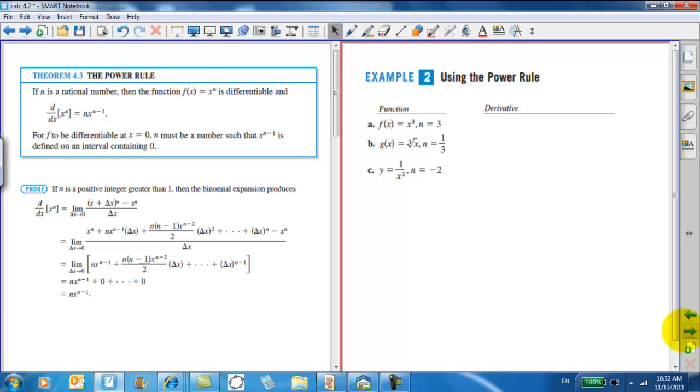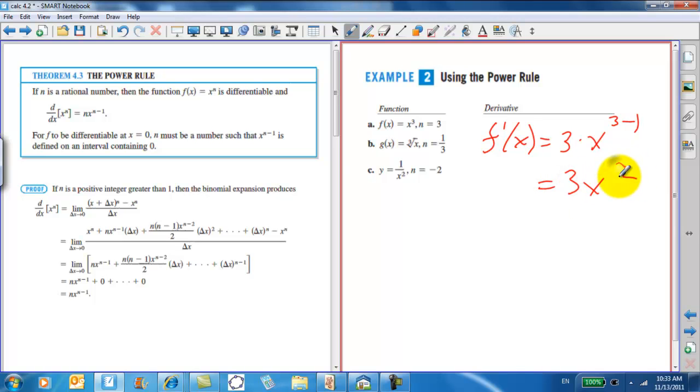So let's try using this power rule and come up with some derivatives. f of x equals x cubed, n equals 3. So the derivative is n, which is 3, times x to the 3 minus 1, or 3x squared. So that's a.